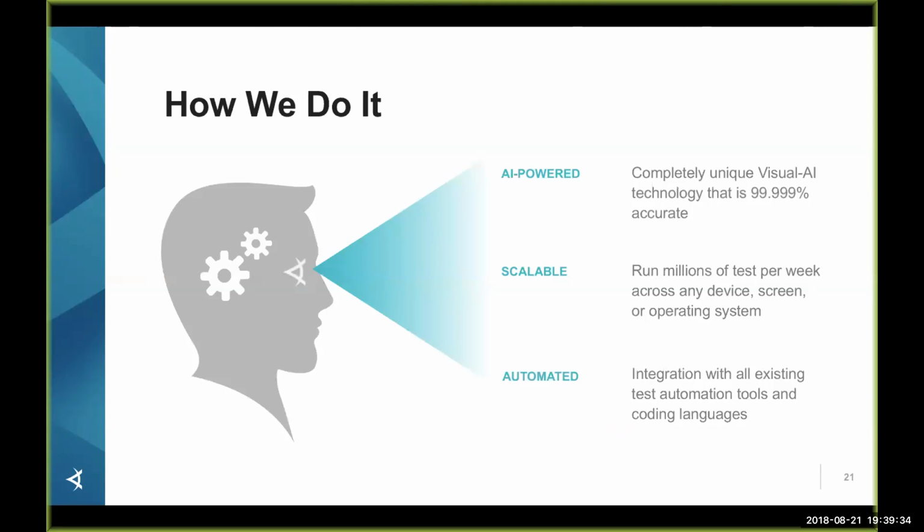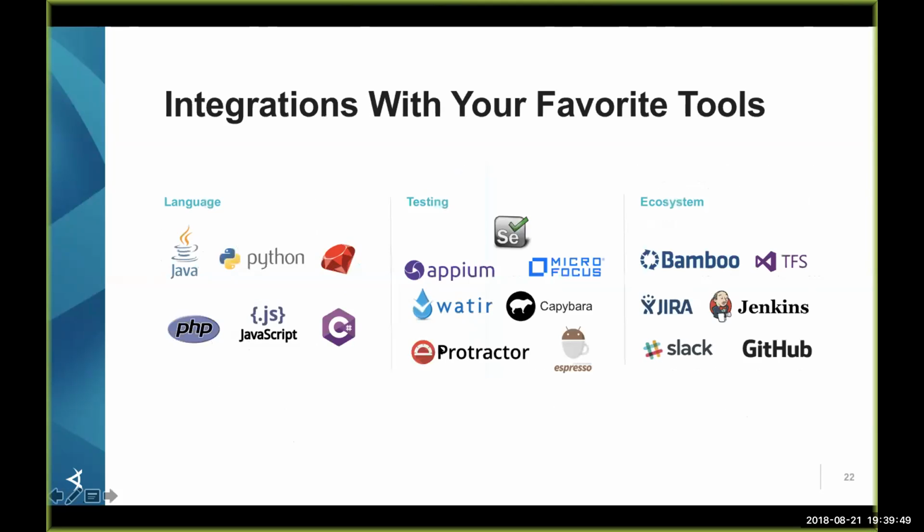It's very scalable, as we talked about earlier. If you look at that hockey stick, it's going up on how many visual validations that we're running a month, millions. So very scalable, and it's all automated. You can leverage this into your automation tools that are already existing. So integrations with your favorites, right?